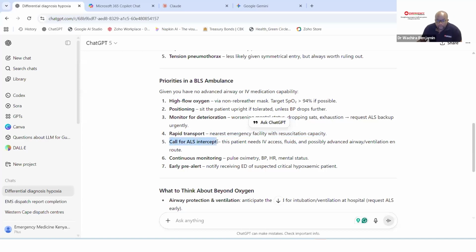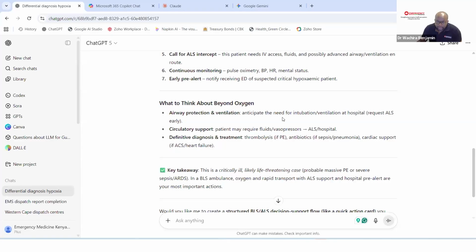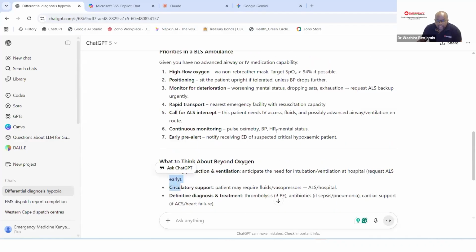Sometimes you probably want to call your colleagues who have advanced life support to come early and help you in any way, with continuous monitoring and an early pre-alert. Beyond oxygen, and given the need for that, request ALS early. So you want to call your ALS group to come and support you, and they can meet you somewhere. So remember, your patient is going to crash at any point.